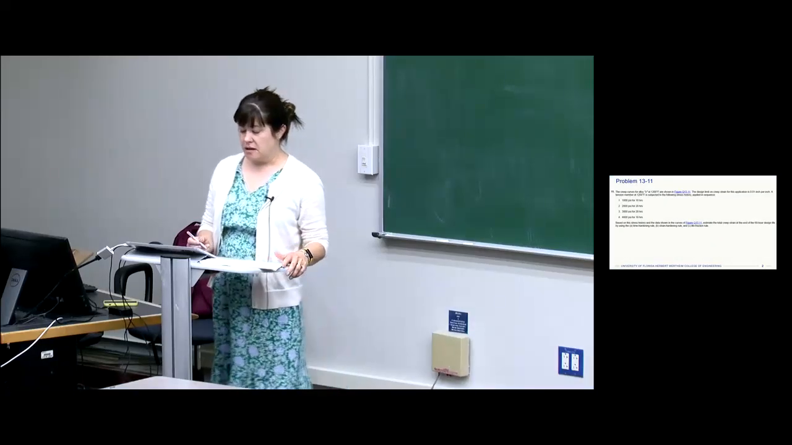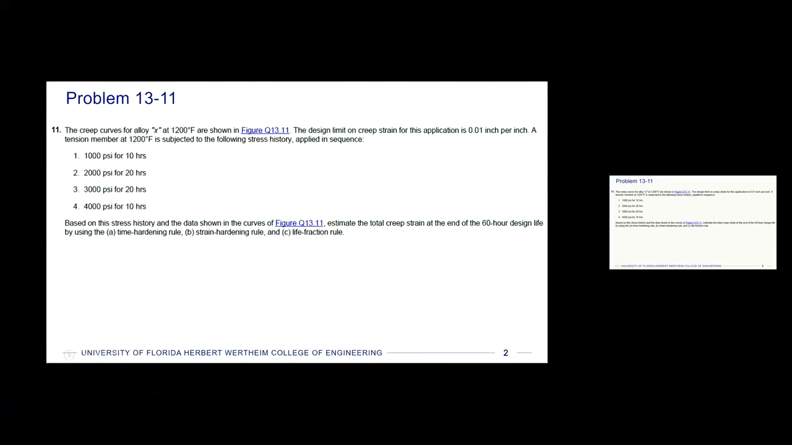I ended last time partway through problem 13.11, and we were given a chart that had a bunch of curves on it at different stress levels. You can see the stress levels in PSI are given for each series: 1,000, 2,000, 3,000, 4,000 PSI. This is for alloy X, so we don't know exactly what it is, but it's experimental data we were given. All the curves were done at 1200 Fahrenheit.